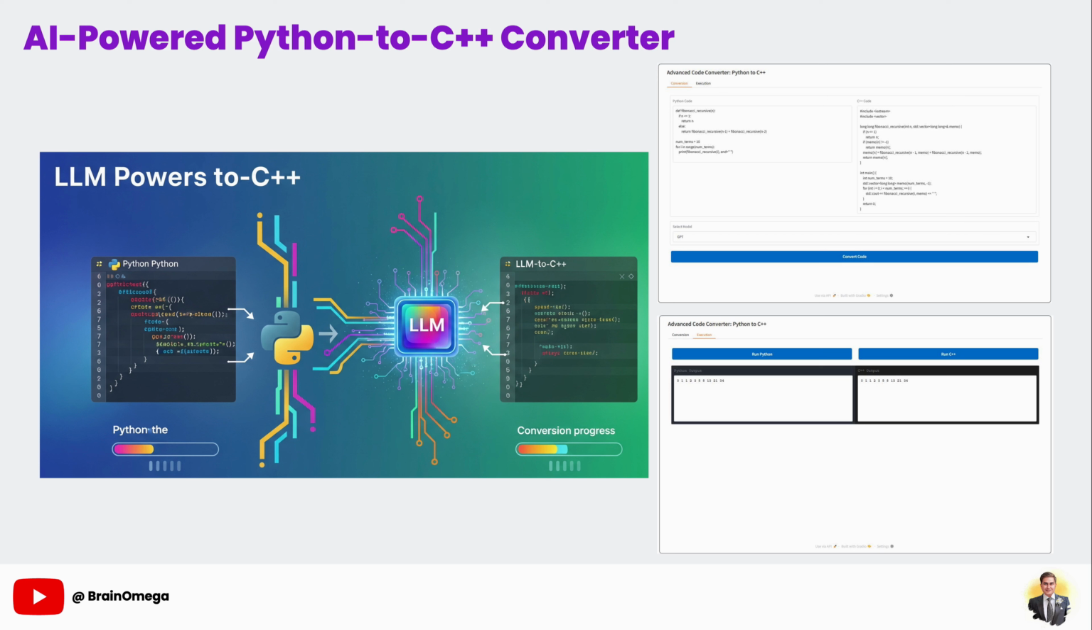Hello everyone, and a huge welcome to this hands-on project. We all know Python is fantastic for getting ideas up and running quickly, but when it comes to raw computational speed, C++ is the undisputed champion. What if we could get the best of both worlds? What if we could write our logic in simple Python and then have a personal AI expert instantly rewrite it into blazingly fast, high-performance C++?